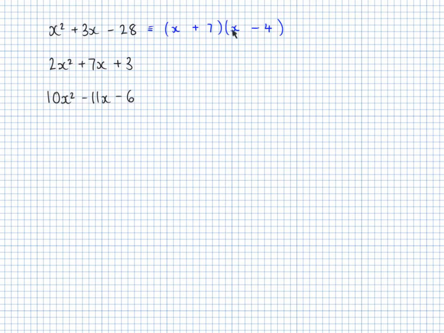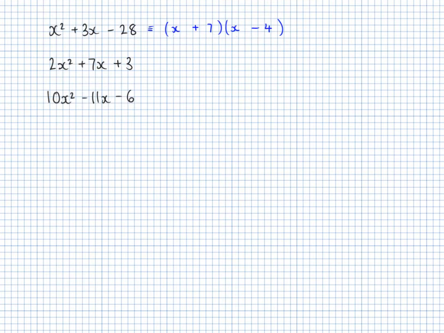So x times x is x squared. X times negative 4 will give me negative 4x. Add to that 7x, and that will give me my 3x. And 7 times negative 4 will give me negative 28. We should all be comfortable that this is the correct factorization. So this is now a multiplication of what's in this bracket multiplied by what's in this bracket, and these are linear factors of this expression.